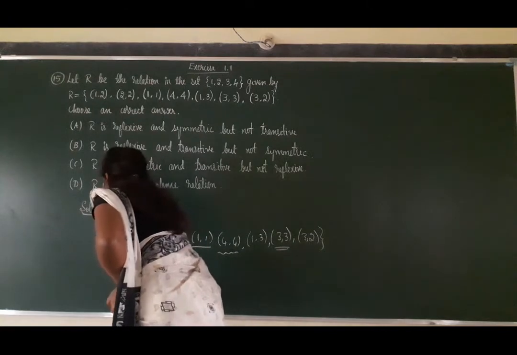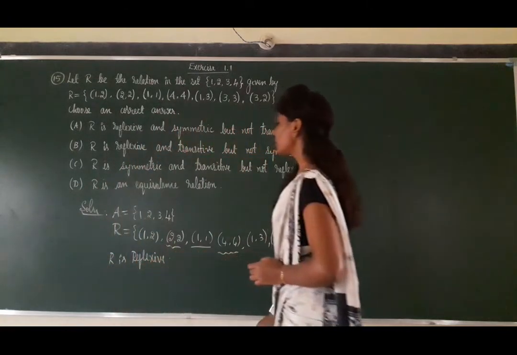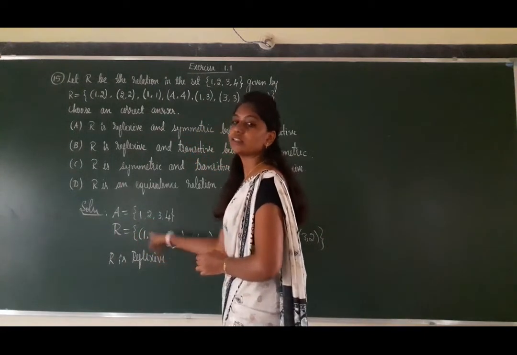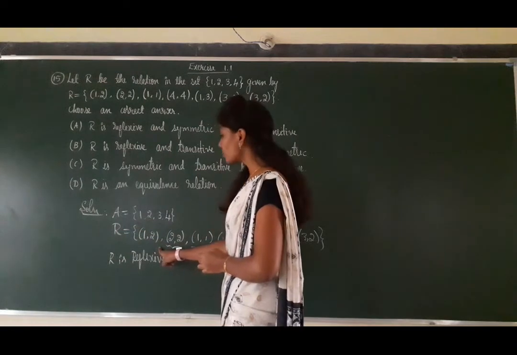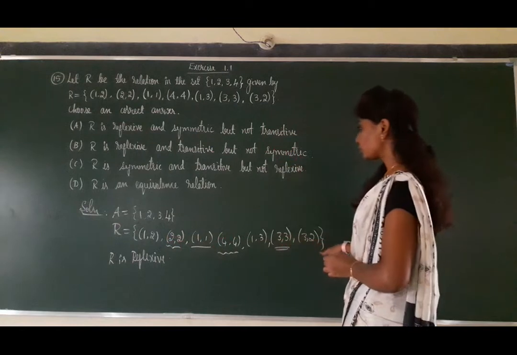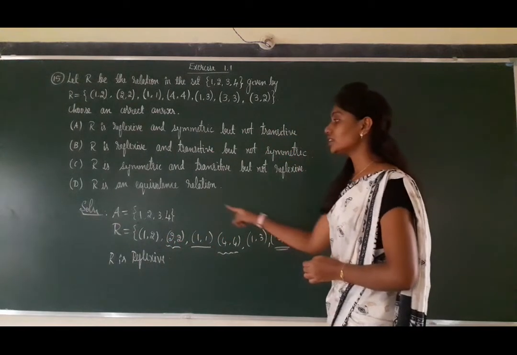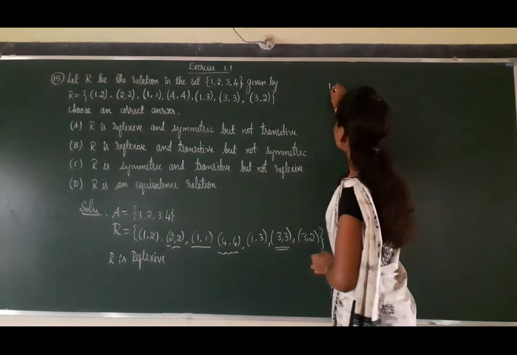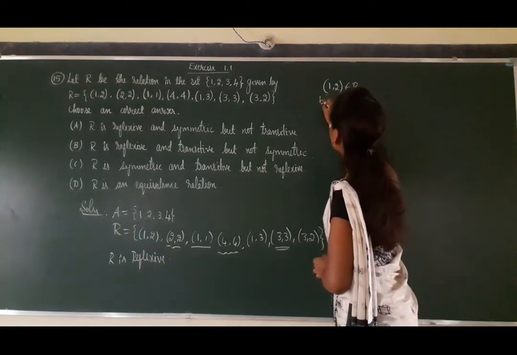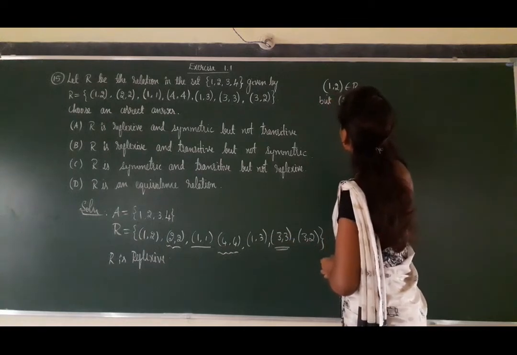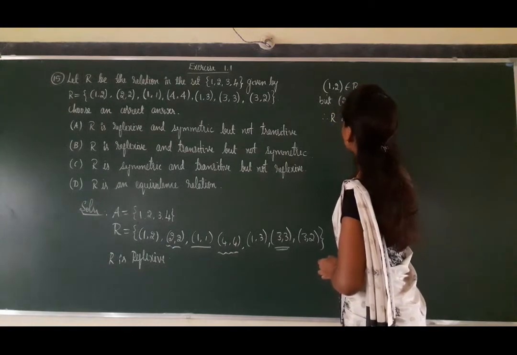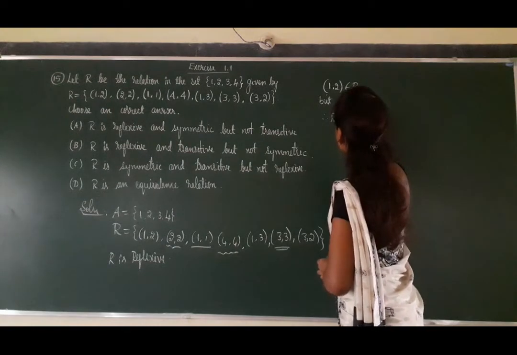For symmetric, observe here, the element (1,2) is in the set R, but is its reverse (2,1) here? Is there the element (2,1)? Not there. That's why this is not symmetric. That is, ordered pair (1,2) belongs to R, but its reverse (2,1) does not belong to R. Therefore, R is not symmetric.